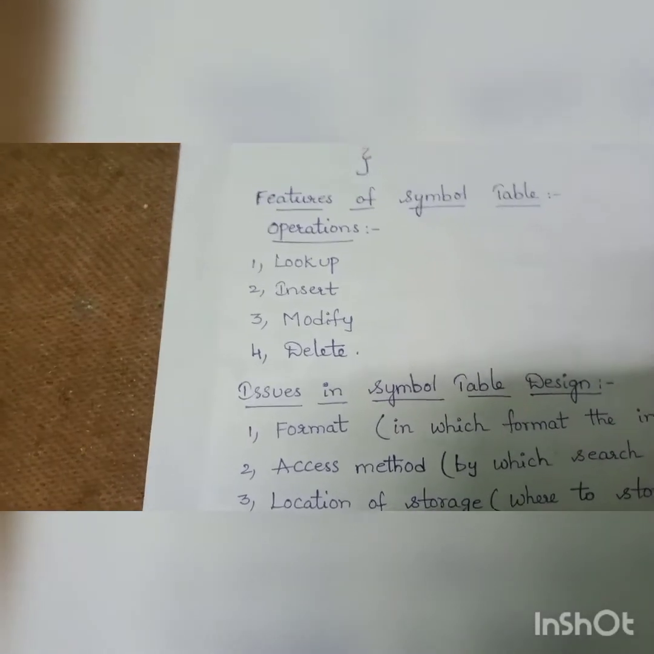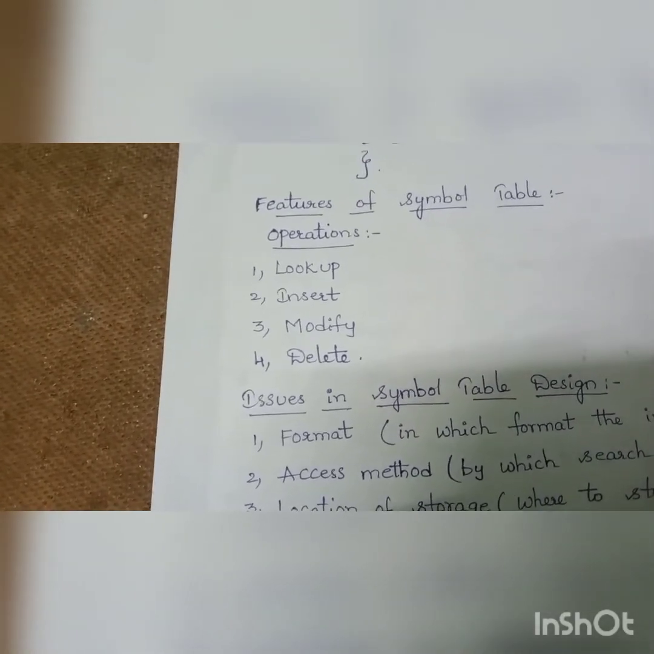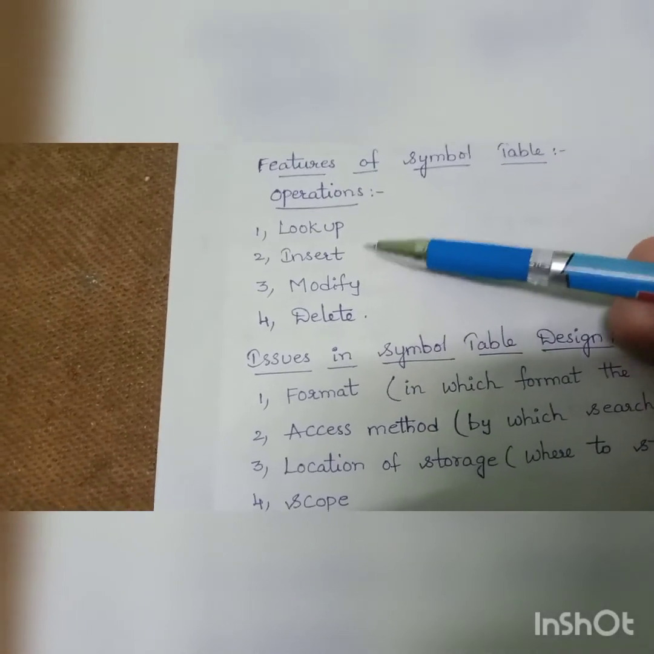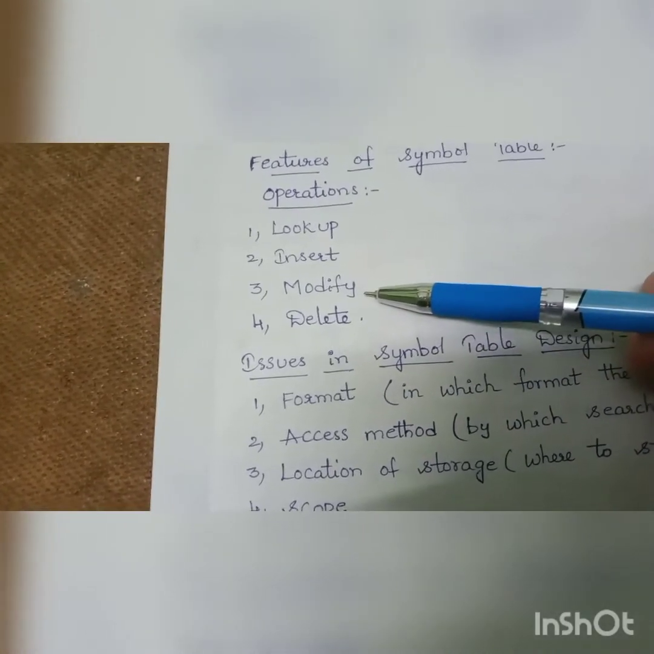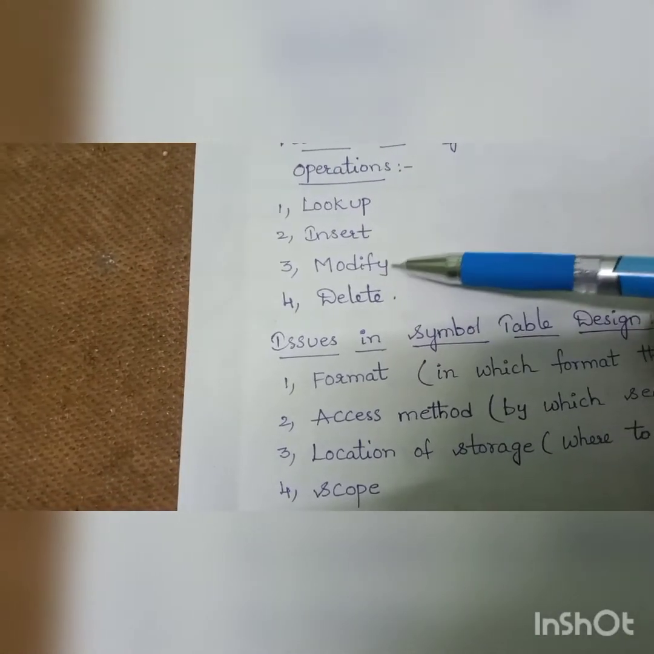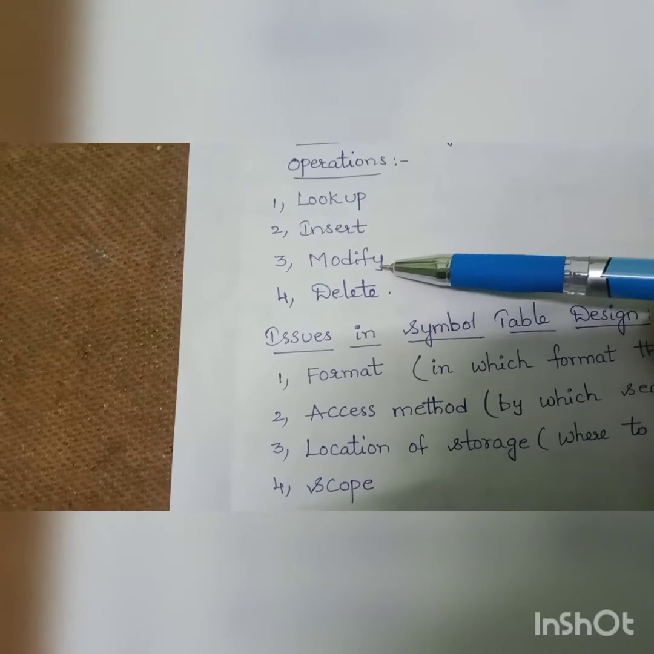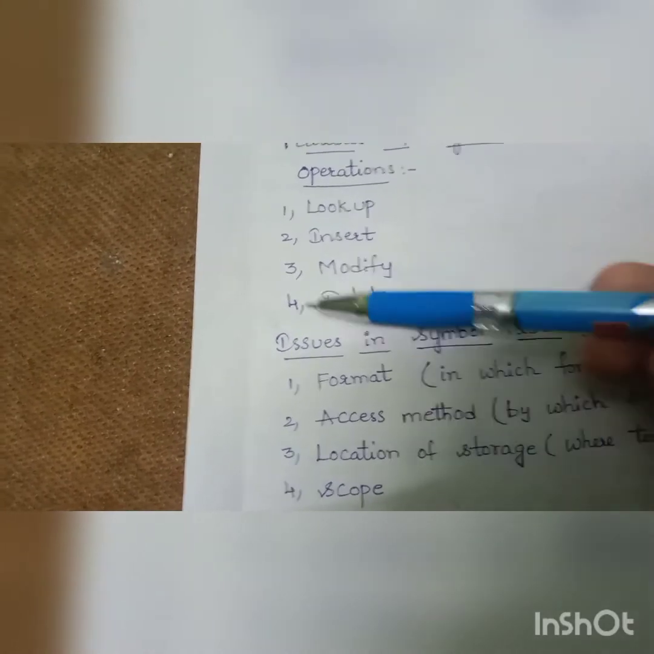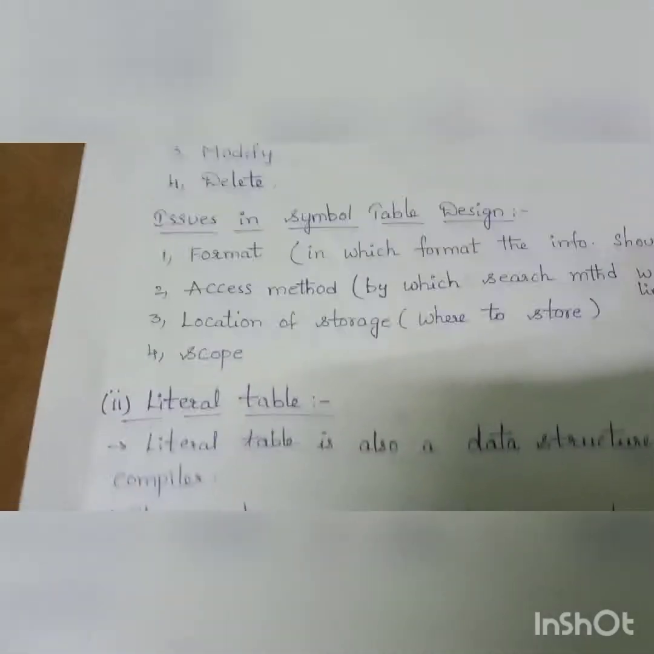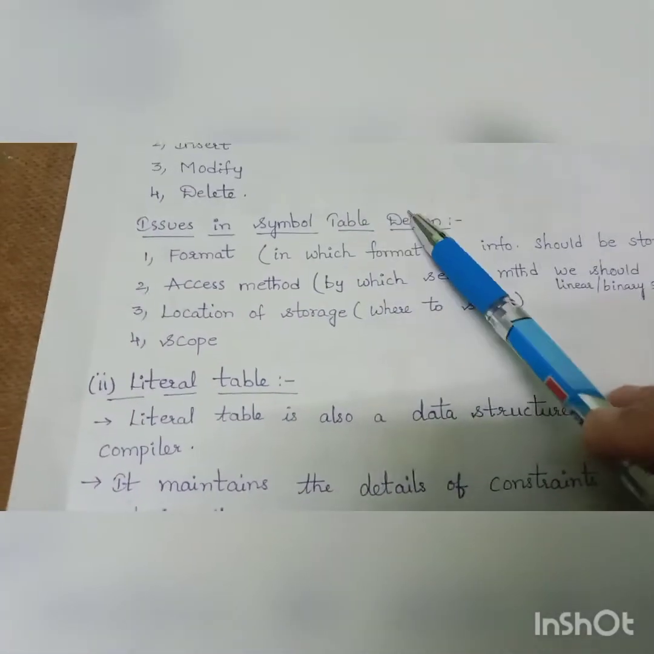It will look. If any of them are not there, it will insert them by using the insert operation. And if there is any need to modify, then by using the modify operation it is going to modify them, and by using the delete operation we can delete entries from the symbol table. Along with this, we have some issues in the symbol table.